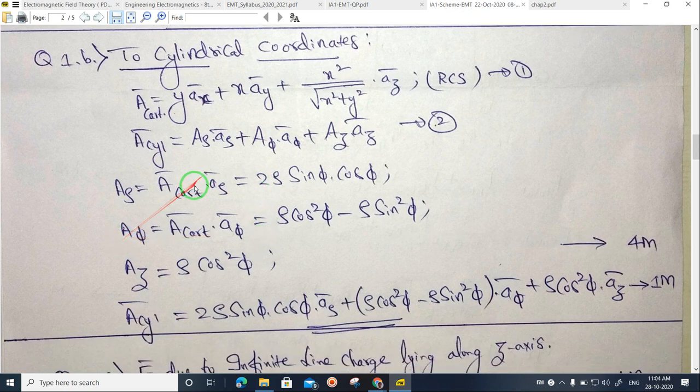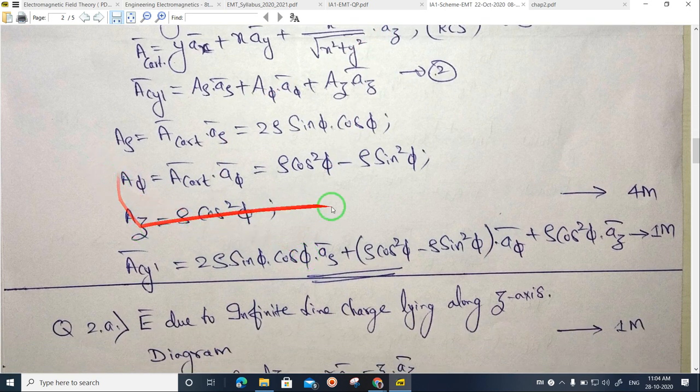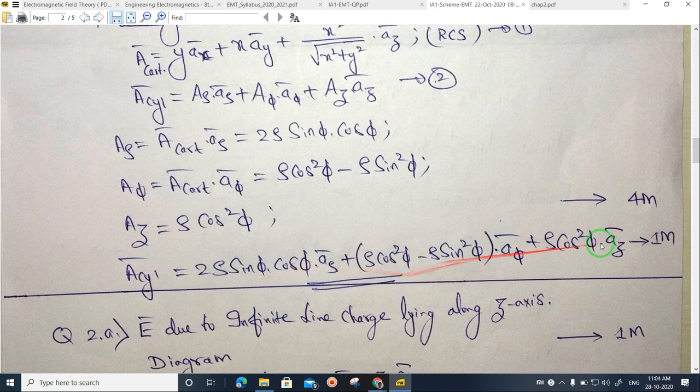So A rho is equal to A Cartesian dot a rho, right? A Cartesian is this, a rho. You multiply, do all such things. So you will be getting 2 rho sin phi cos phi for A rho. Similarly for A phi, you will get rho cos square phi minus rho sin square phi. A z no need to find out. It will be the same, rho cos square phi, right? So substitute A rho, A phi, A z. If you find out A rho, A phi, A z, you will get 4 marks. And if you substitute A rho, A phi, A z in this equation 2 and express it, you will get 1 mark. 4 plus 1, 5 marks. Right?